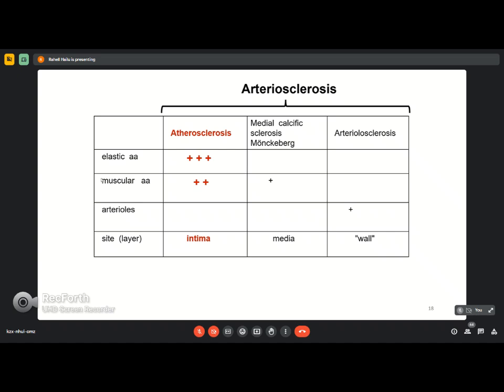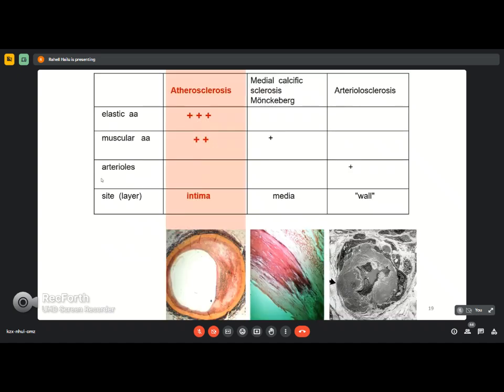So we have these three forms of hardening of the arteries. Atherosclerosis mainly involves the intima, right? The intimal layer. I'll show you how this happens. And the calcific sclerosis, Mönckeberg sclerosis, occurs in the media. This bluish substance you see here demonstrates calcifications.